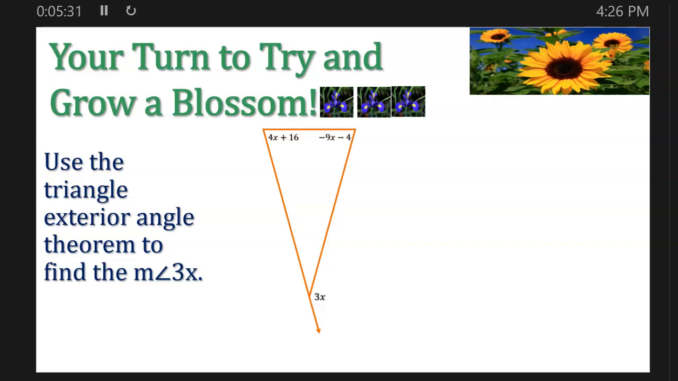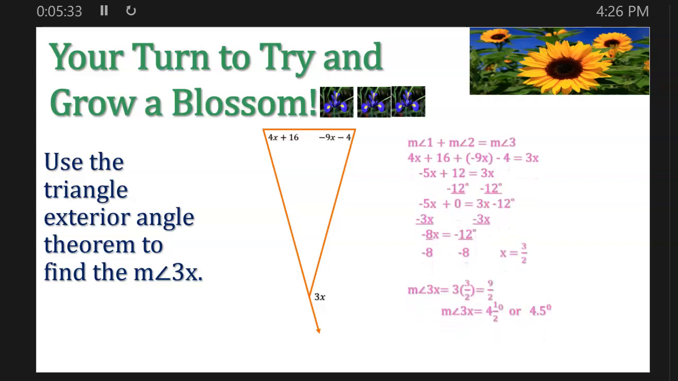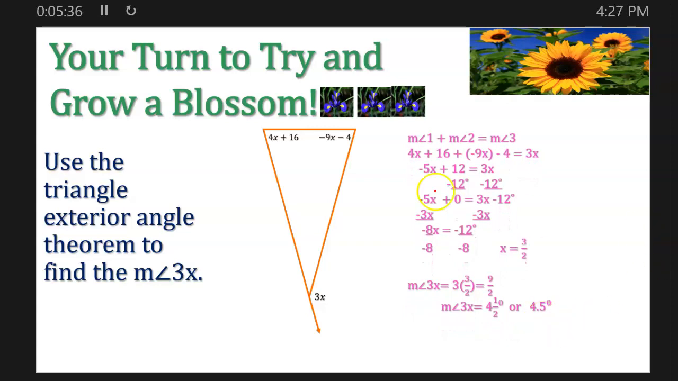1, 2, 3. All right, the measure of angle 1 plus the measure of angle 2 this time equals the measure of angle 3, which is this 3x exterior angle. 4x plus 16 was our first angle. And then we're going to add it to the (negative 9x) minus 4. Now I put parentheses around this negative 9x because I don't like putting a plus right next to a negative number. You don't have to do that, but that's how you see it often in math, and that's just what I like to do.